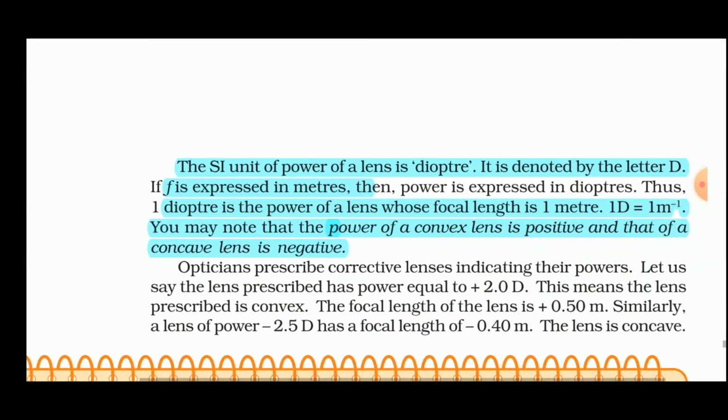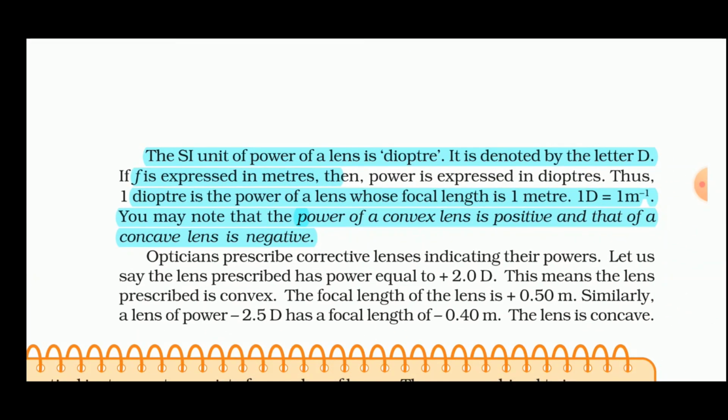The SI unit of the power of the lens is the diopter, denoted by D. If f is expressed in meters, then power is expressed in diopters. Thus, 1 diopter is the power of a lens whose focal length is equal to 1 meter. If the focal length is given in centimeters, you have to convert it into meters first and then take the reciprocal. That will be the power of the lens in diopters. The power of a convex lens is positive because the focal length is positive, and the power of a concave lens is negative because the focal length is negative.